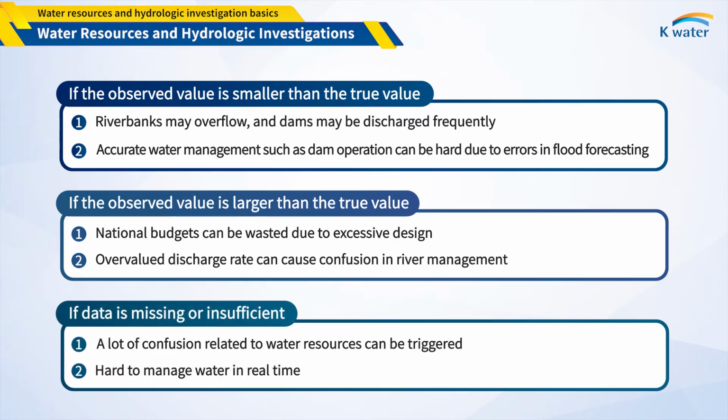to increased demand. If the observed value is smaller than the true value, riverbanks may overflow and dams may be discharged frequently. And accurate water management, such as dam operation, can be hard due to errors in flood forecasting. On the other hand, if the observed value is larger than the true value, national budgets can be wasted due to excessive design. An overvalued discharge rate can cause confusion in river management. If data is missing or insufficient, a lot of confusion related to water resources can be triggered, and it is hard to manage water in real time.